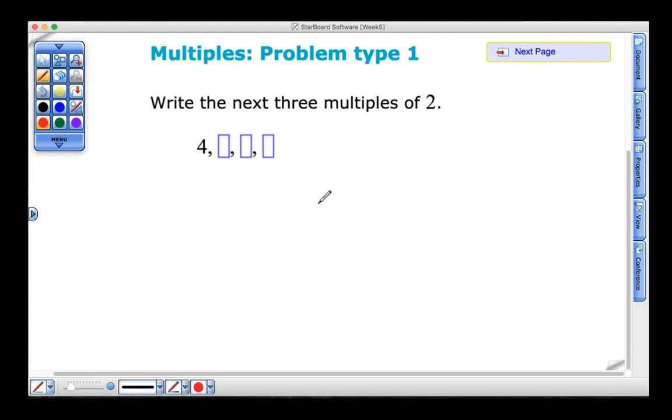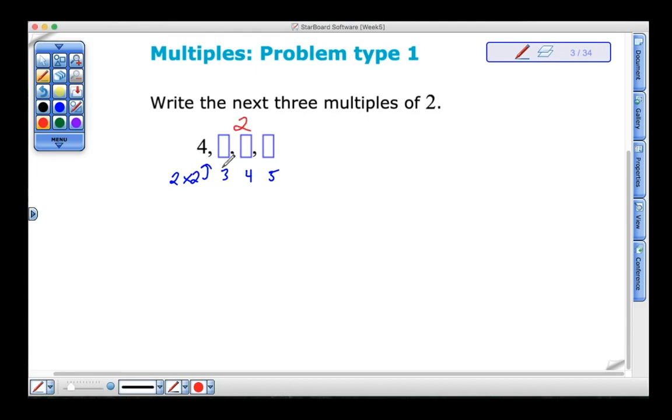All right, so going on to the next example here. Write the next three multiples of 2. So if I'm looking at having 2 here, first number I have is 4. So I can figure out that 2 times 2 will give me 4. And since I'm going to continue this pattern, I'm going to look for the number for 2 times 3, 2 times 4, and 2 times 5. So this one's pretty easy.